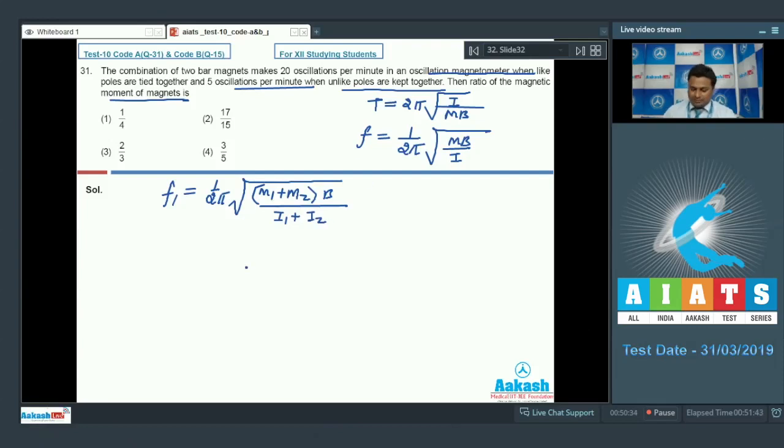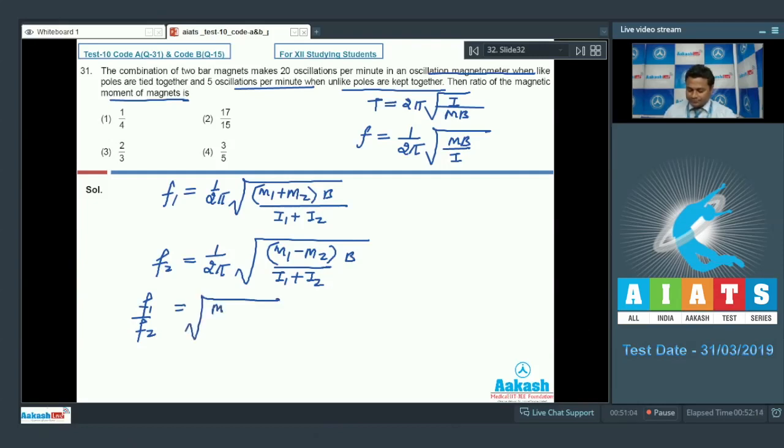Now if they are reversed, meaning unlike poles are tied together, then the frequency is f2, 1 by 2 pi under root. Now their magnetic moments are opposite, so they will be subtracted, m1 minus m2. Moment of inertia is always added, B. Taking the ratios, let's see what we are going to get. f1 upon f2 equals under root (m1 plus m2) divided by (m1 minus m2).